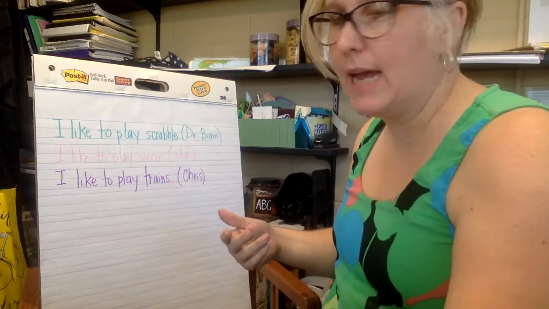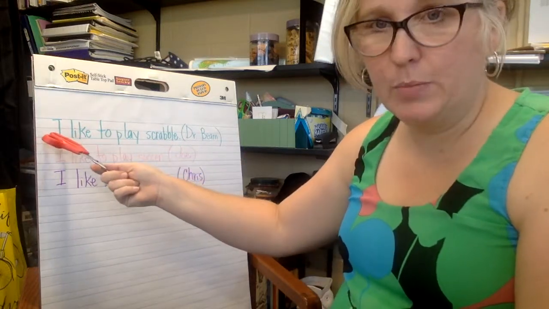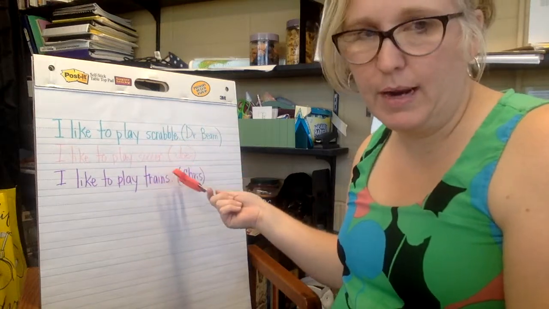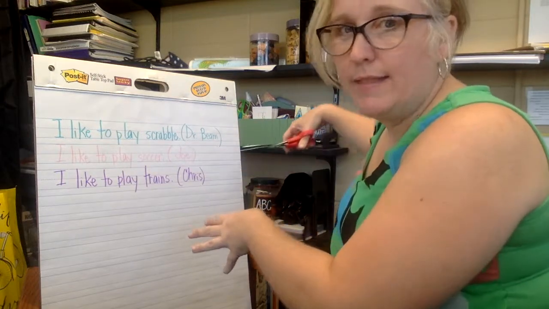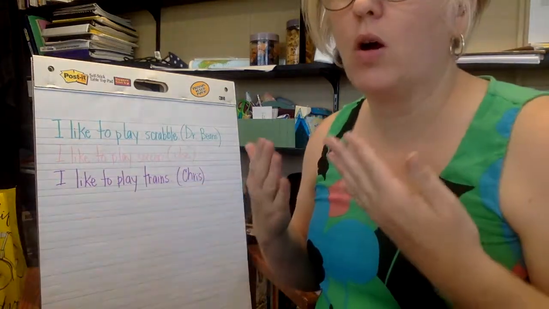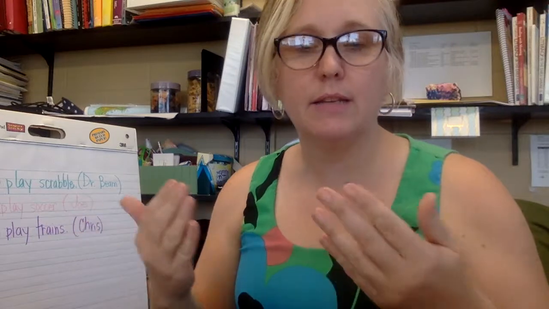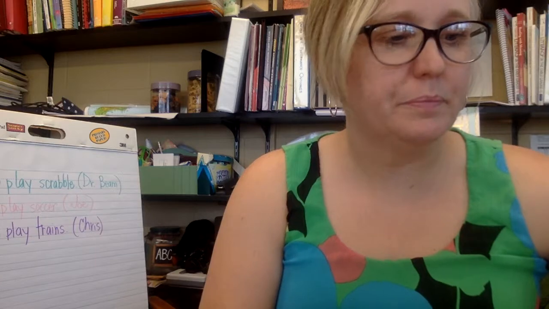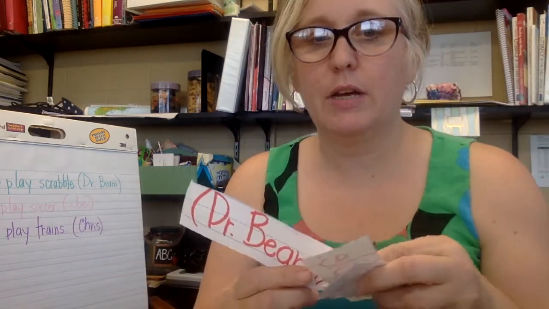So you come back the next day and you review. As you're writing, of course, you're modeling and talking about things like capital I, finger spacing, and period, all of those important things that we keep in mind about writing. The next day we come back and read these together as a class, and then I'm going to physically cut these apart and let the kids have them. That way they're holding their sentence and they can walk around and read it to each other. It's their sentence. The next step after that is to cut that sentence apart. So here's one that I had from earlier.